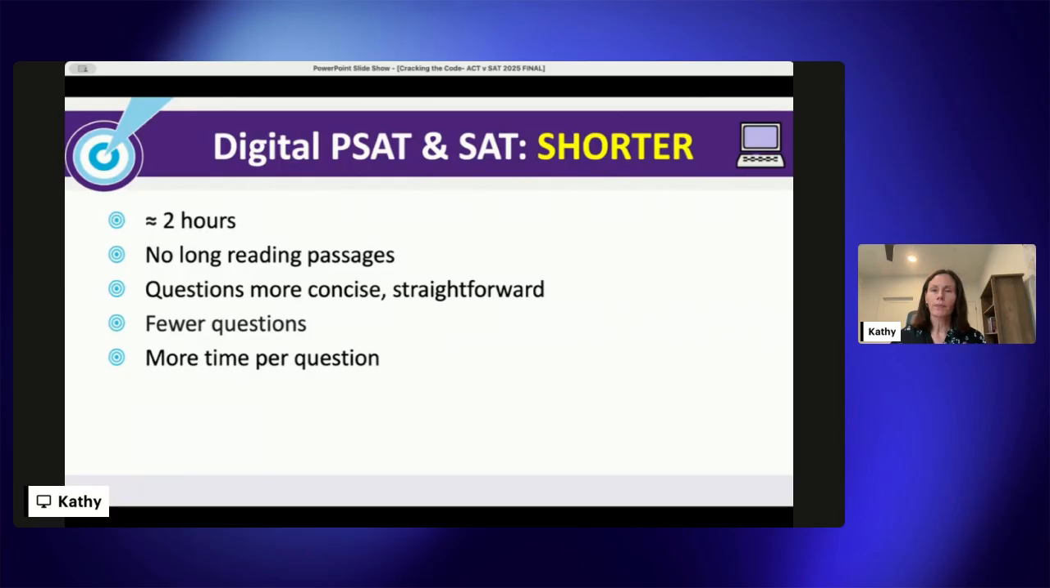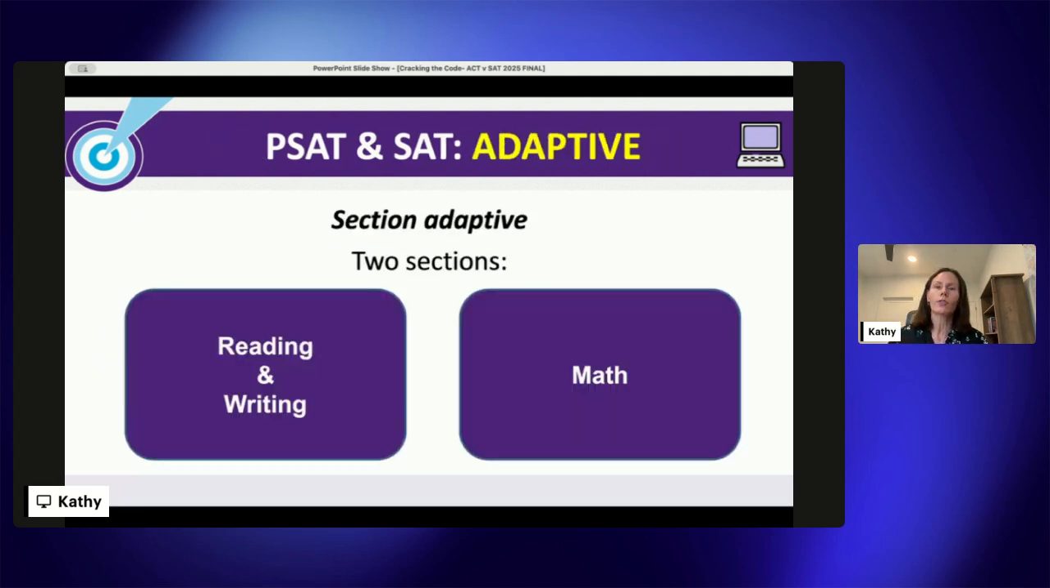Gone are these long reading passages. Questions are more concise and straightforward. There are overall fewer questions with more time per question, so students don't feel as rushed. But don't worry, it's still a challenging test.